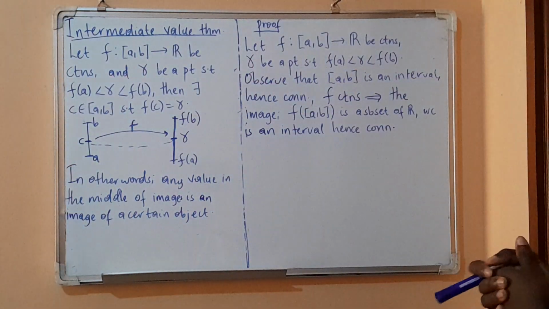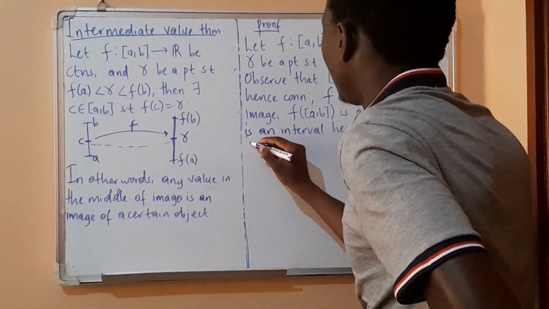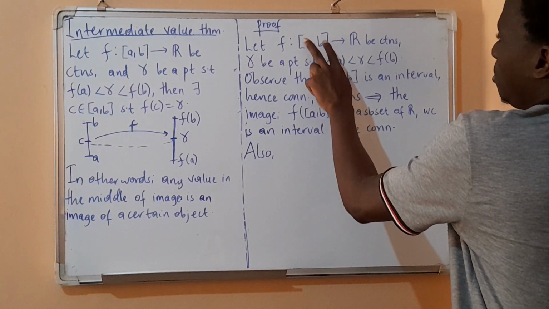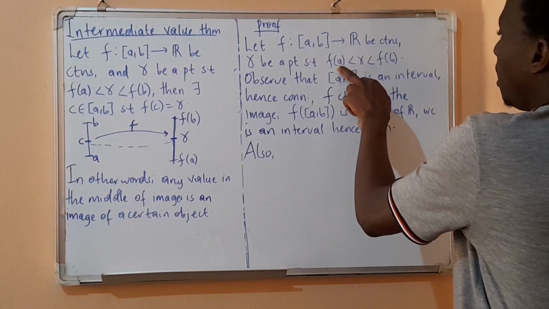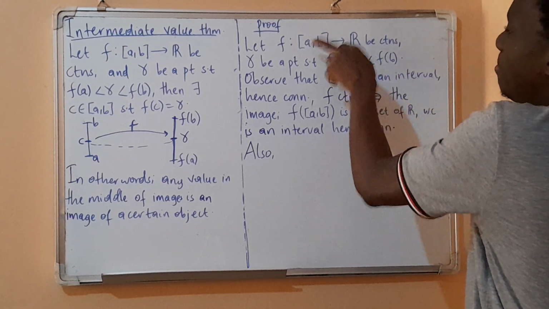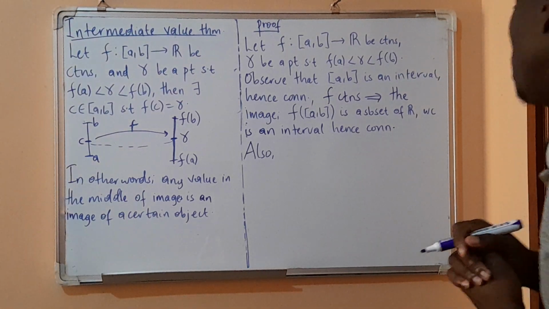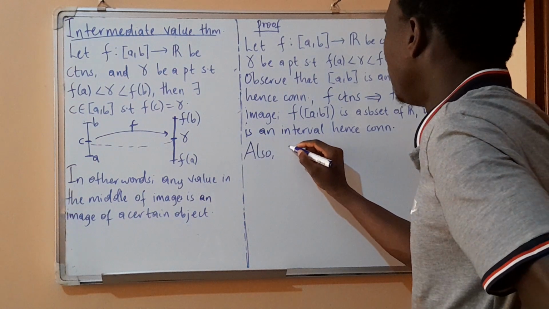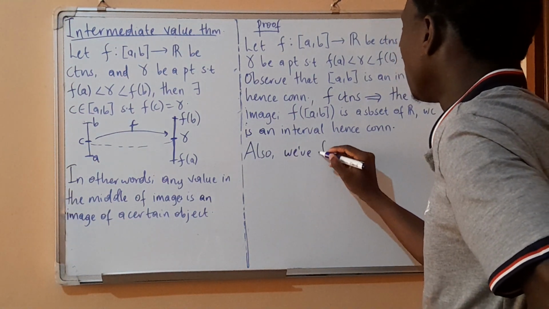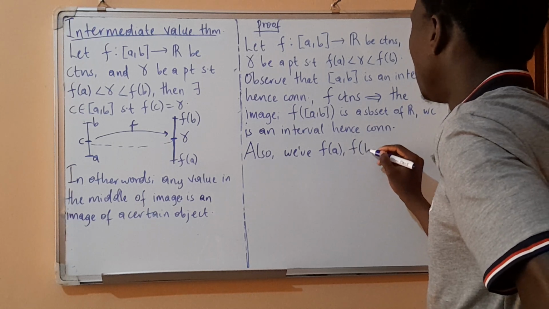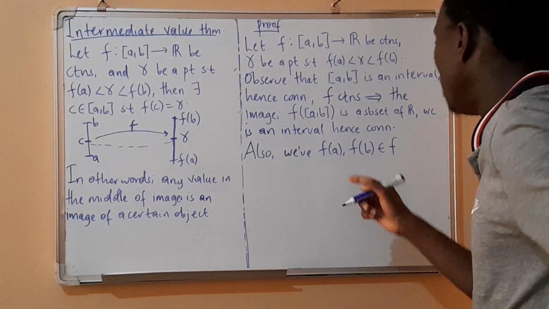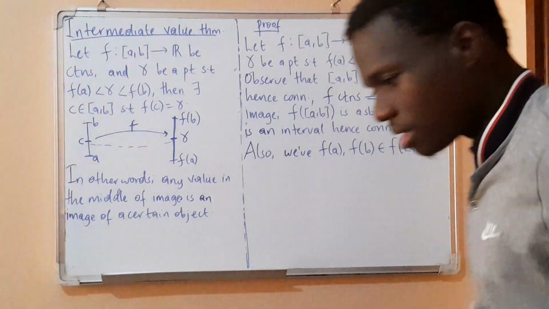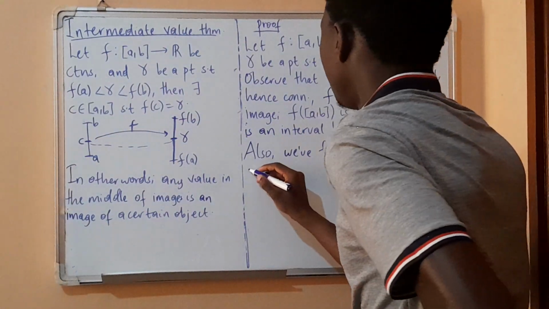So since it is an interval, also, this is the image of this interval, and f of A and f of B are images of A and B respectively. Then also, since they are images of A and B respectively, we have f of A and f of B being members of that interval.